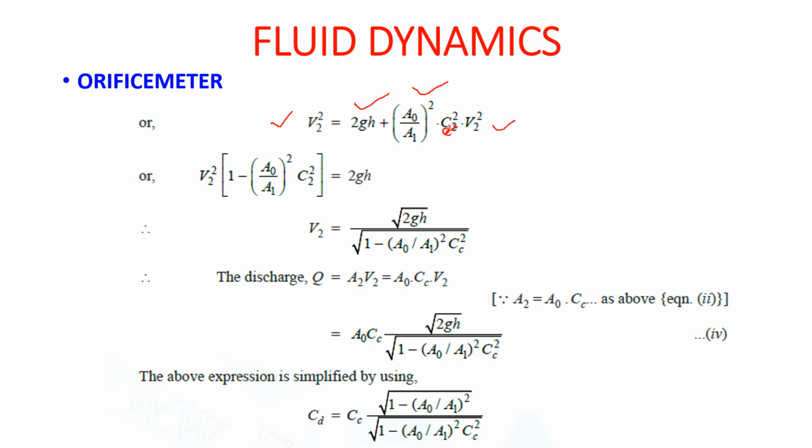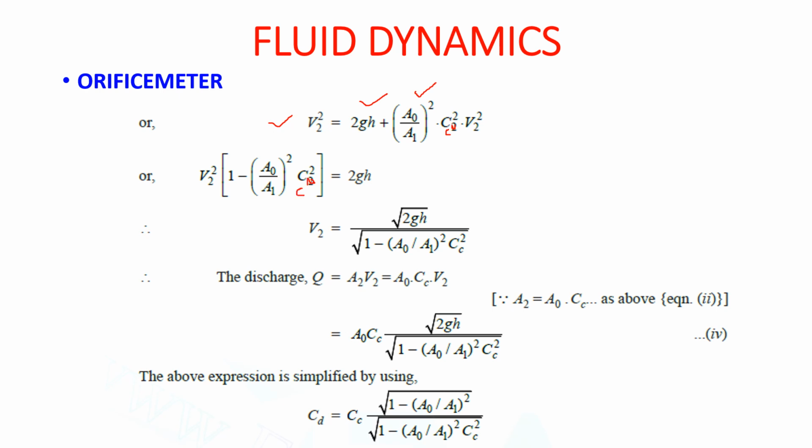Cc square. Here it is V2 square, under root 2gh has now become 2gh, A naught square by A1 square. Here, instead of this C2, just write Cc, that is the coefficient of contraction, it's a typing mistake, into V2 square. So we can also write V2 square as it is on both sides. So V2 square into bracket 1 minus (A naught by A1) bracket square into, again here it will be Cc square. So Cc square is equal to 2gh.